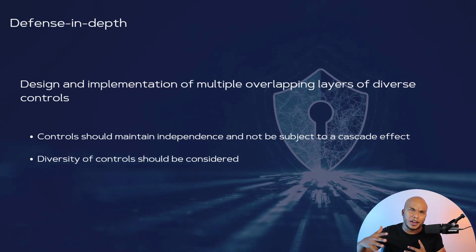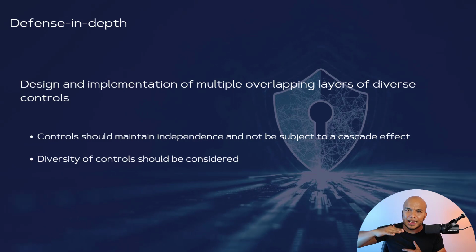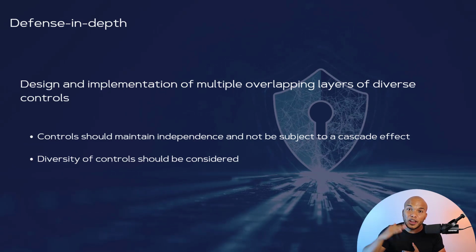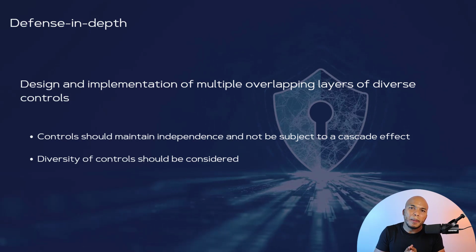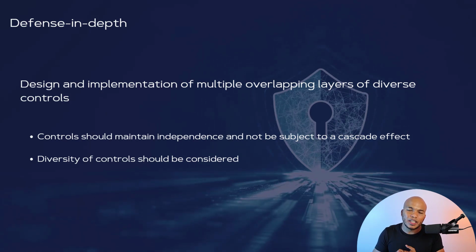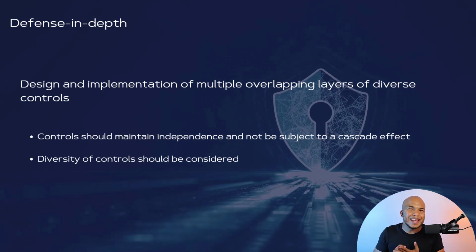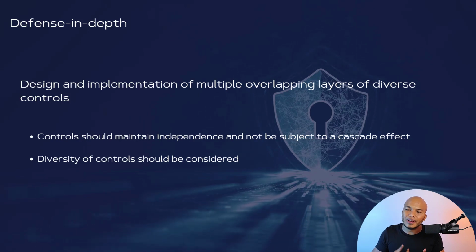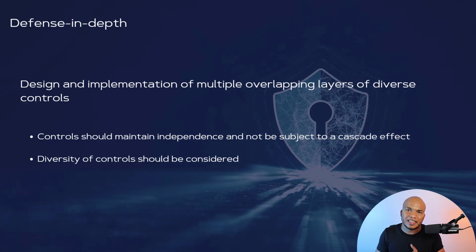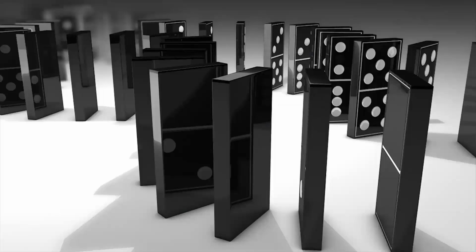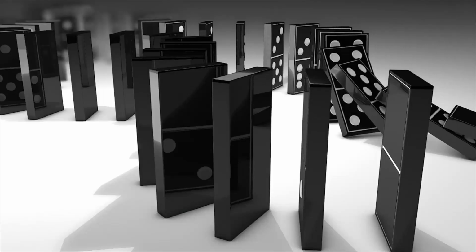It's kind of like a video game, right? You have all these different layers that the cyber criminal will have to get through before they're actually successful in their attack. Now, there are two main properties of defense in depth. One is that the controls involved should maintain independence and not be subject to a cascade effect. If you're wondering what exactly a cascade effect is, think of a pack of dominoes. You have all these dominoes lined up against one another.